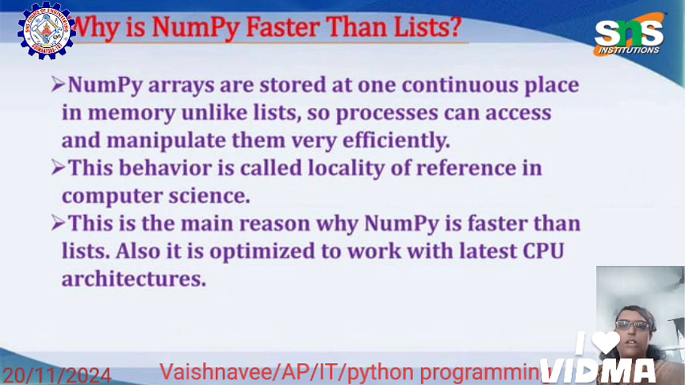Why is NumPy faster than a list? What is the difference? Let us see that. NumPy arrays are stored at one continuous place in memory, unlike lists, so processes can access and manipulate them very efficiently. This behavior is called locality of reference in computer science. This is the main reason why NumPy is faster than a list. Also, it is optimized to work with the latest CPU architectures.